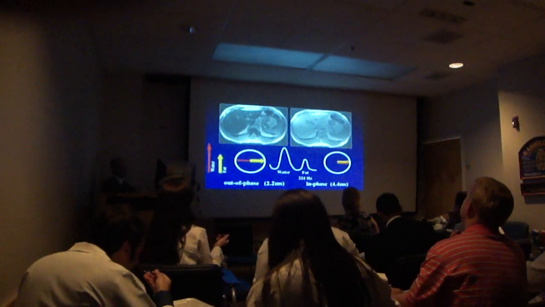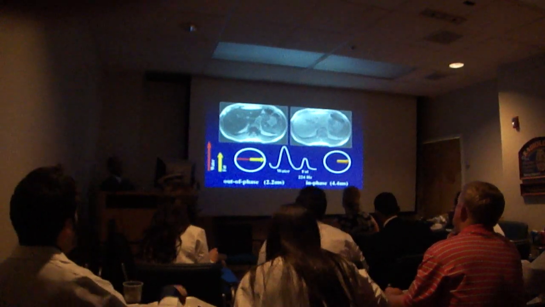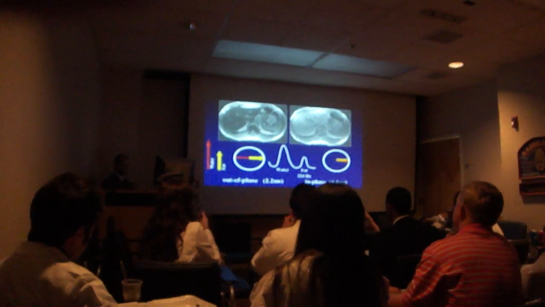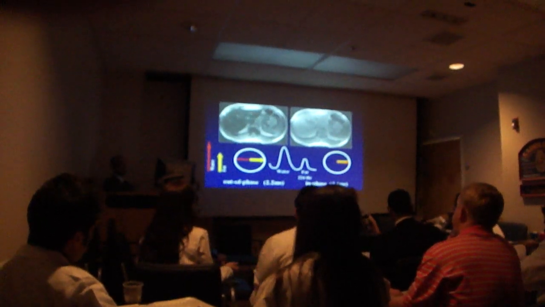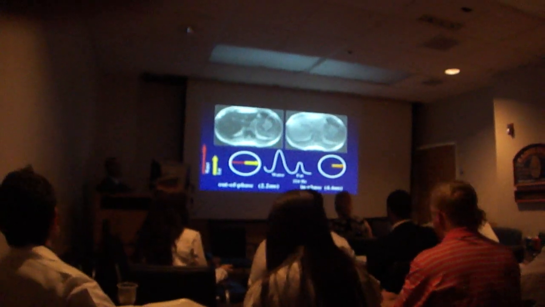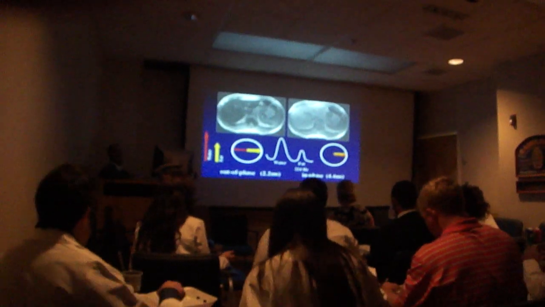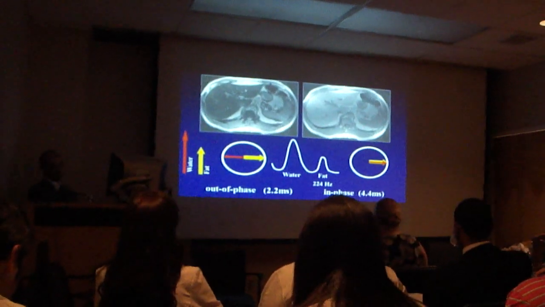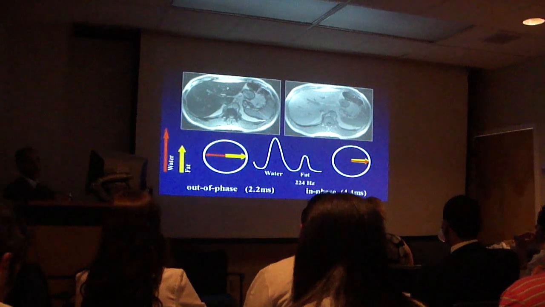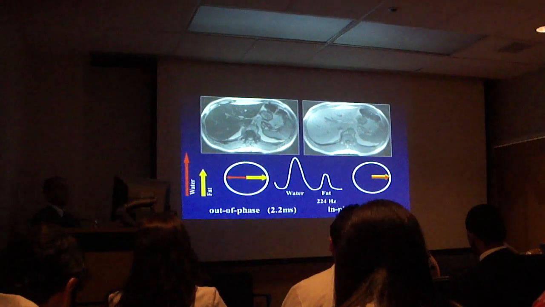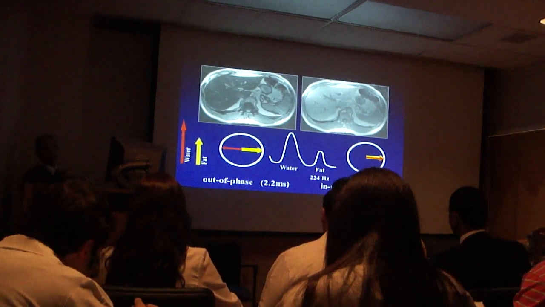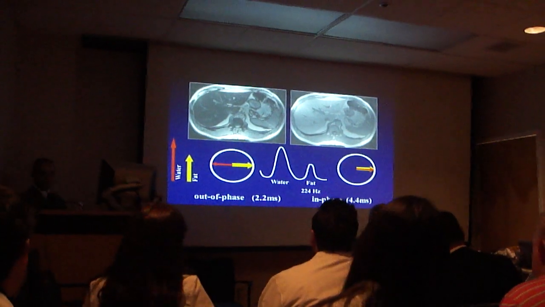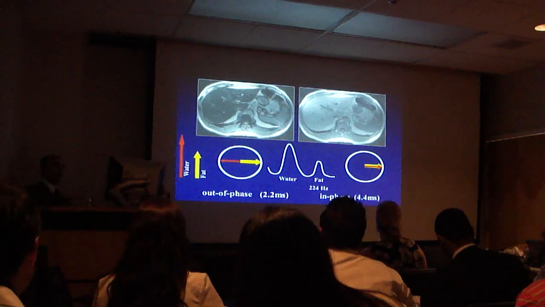So, out of phase and in phase, as I said, fat and water precess at different precessional frequencies, and on a 1.5 Tesla magnet, they go out of phase every 2.2 milliseconds. So they are out of phase at 2.2 and then in phase at 4.4. As you can see, when they go out of phase and they are in opposed phase, they cancel each other's signal, and there is drop out of signal.